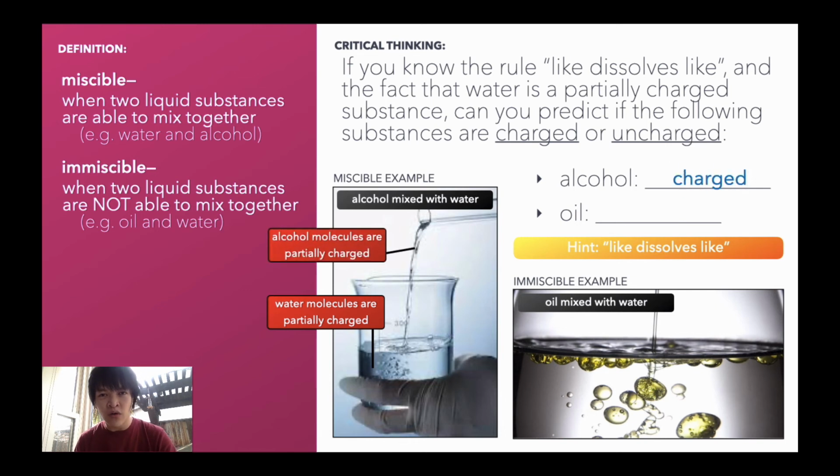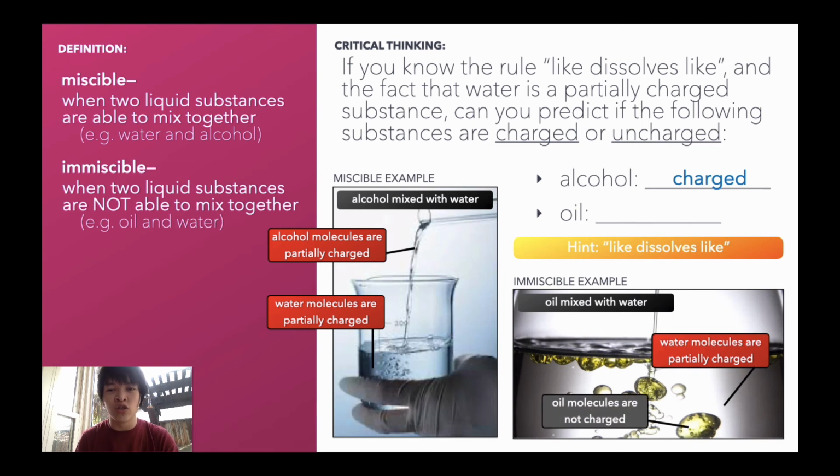Let's think about the oil example now. So let's look at the image with the oil and water. Again, we know that water molecules are partially charged. We also know that oil does not dissolve in water. Since oil does not dissolve in water, then oil is not like water. Oil is an uncharged substance.